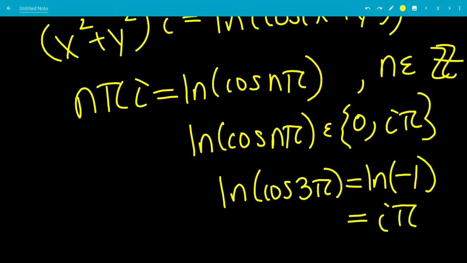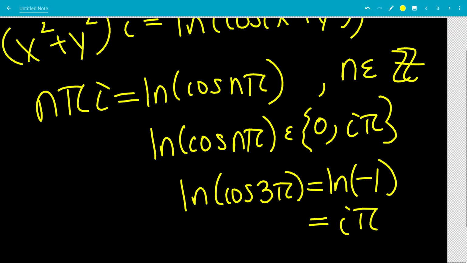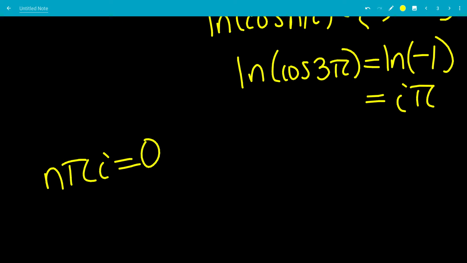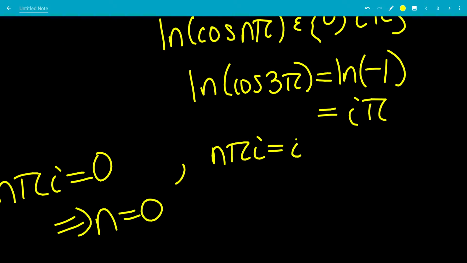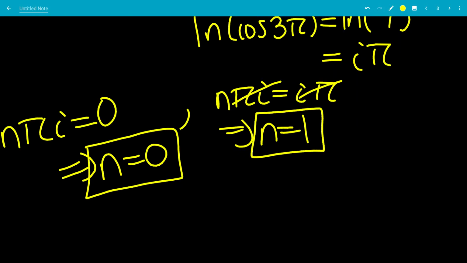Okay, so now we have that n pi i can be equal to one of these two values, so 0 or i pi. Let's just do one case when it's equal to 0, and then we'll do the other case when it's i pi. n pi i equals 0. i is never equal to 0. Pi is a number, so it's not equal to 0, so that means that n equals 0 is one of the cases. The other case is that n pi i is equal to i pi itself, and it can just cancel, leaving us with n equals 1. So we have that n equals 0 is one of the cases, and n equals 1 is the other case.